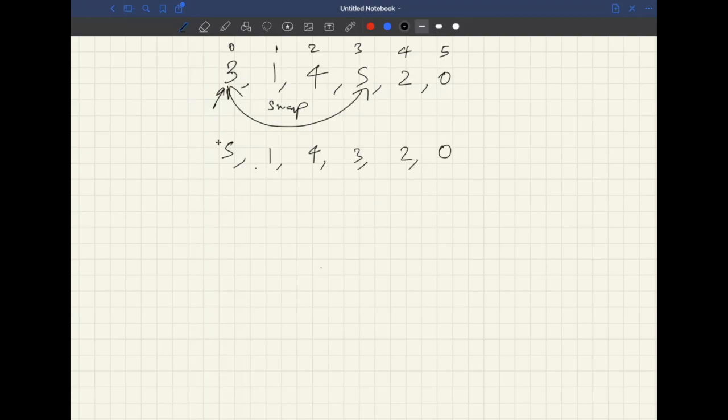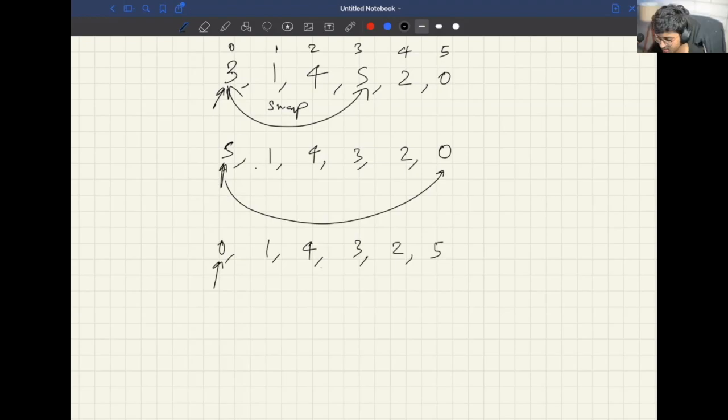And now I'm going to check again. Is 5 at the correct index? No, it's not. Swap it with the correct index. 0, 1, 4, 3, 2, 5. Again, is 0 at the correct index? Is 0 at the correct index?